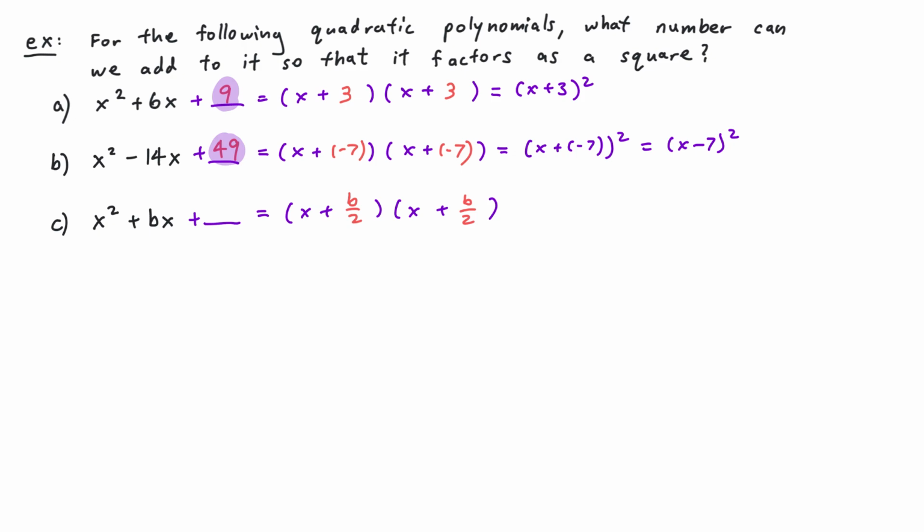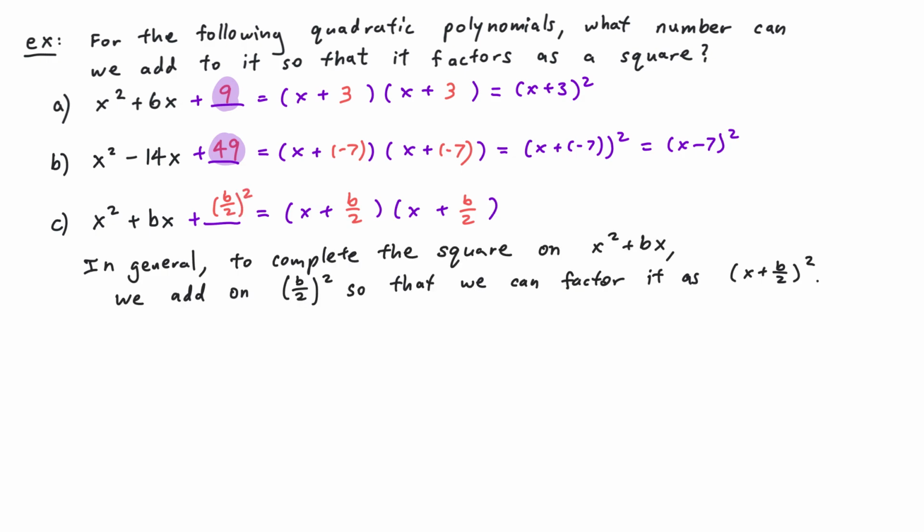Remember that the last number is the product of the two numbers, b divided by 2 times b divided by 2. So multiplying those together, we get b divided by 2 squared. So to complete the square on x squared plus bx, what we need to do is add on b divided by 2 squared. And once we do, our polynomial factors as x plus b divided by 2 all squared. Let's use this general pattern that we figured out to do one more example.